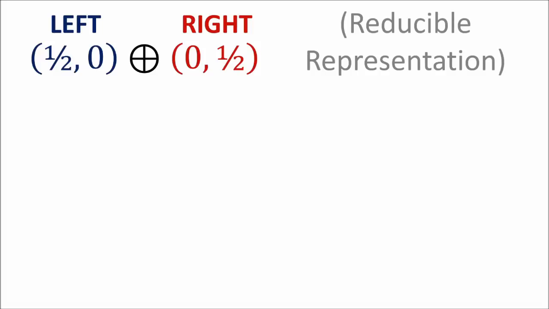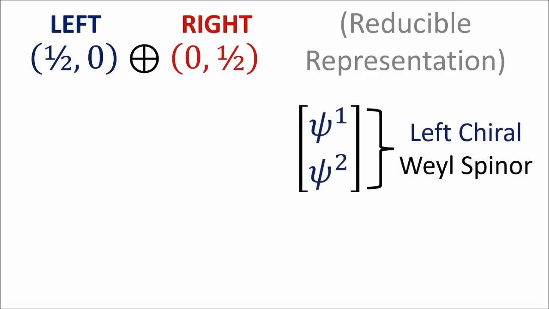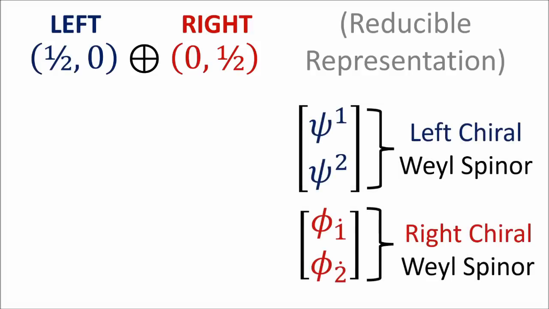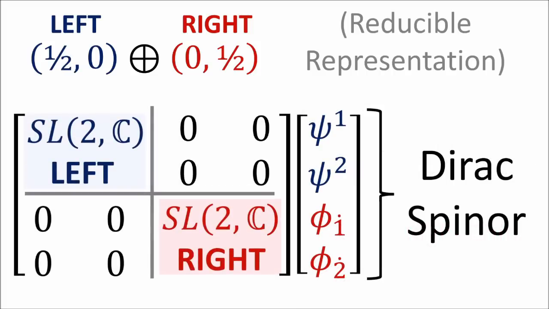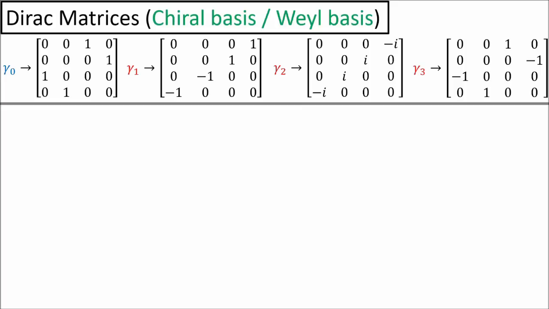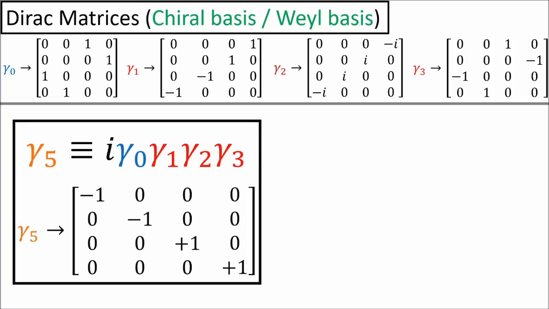If we take the direct sum of the left and right spinor representations, the left and right chiral Weyl spinors stack on top of each other and give us a Dirac spinor. Dirac spinors transform with 4x4 block diagonal matrices consisting of a left chiral SL2C block and a right chiral SL2C block. Also, if we take the four gamma matrices, written in the Weyl or chiral basis, and multiply them all together along with the complex i, we get a new matrix which is normally called gamma 5.